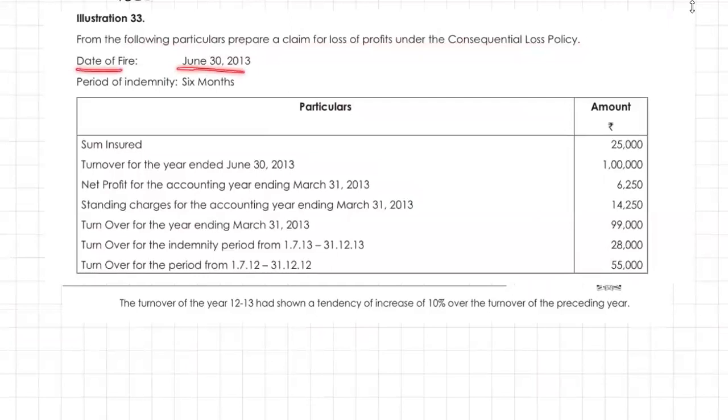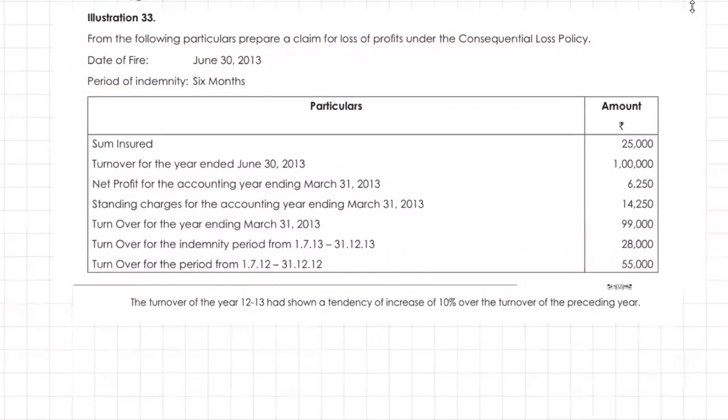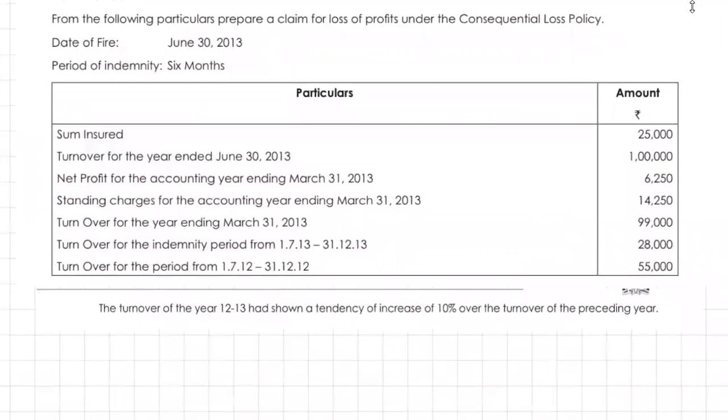Date of acquire 30 June 2013. Period of indemnity was 6 months. That means the time for which this business was affected is called the period of indemnity. For the period which business has been affected, like in our example which we took, the period of indemnity was only 3 months, sorry, 4 months, because we are taking each quarter.